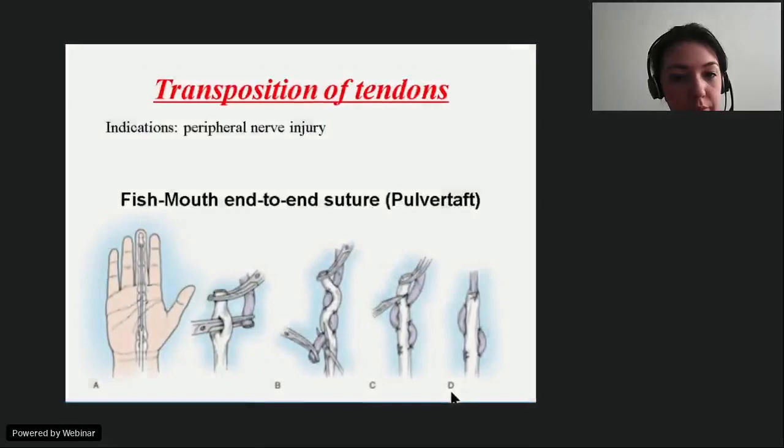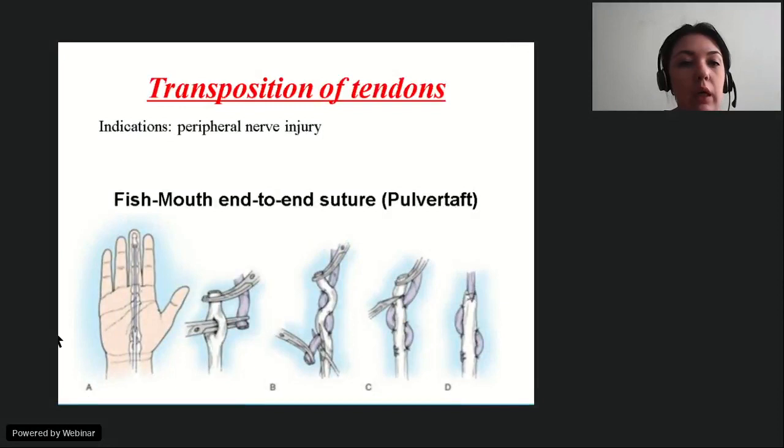And one more type of surgery is transposition of tendons. Indications: peripheral nerve injury. So again, we usually do it in the limbs. For example, in case of an injury of the median nerve, for example, yes?